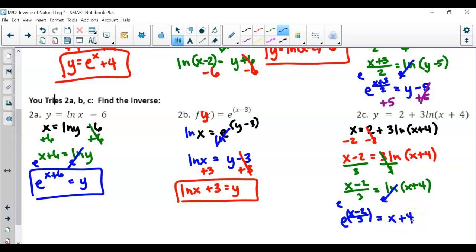Oh, I'm sorry, I just realized I still had an x there. My fault, and that was supposed to be a y, as we're solving for y here. But notice how we still have y plus 4, so we now need to subtract 4 from both sides. So here I've got y is equal to e to the x minus 2 over 3, but then minus 4. That is the inverse function.